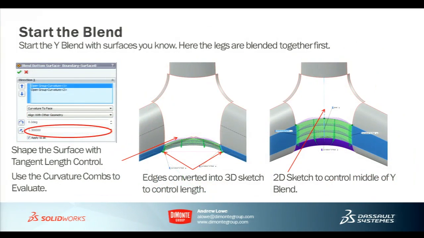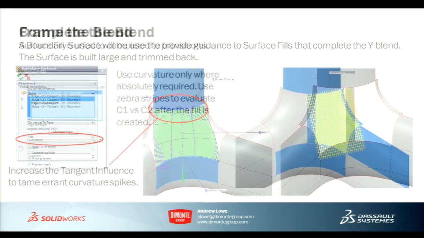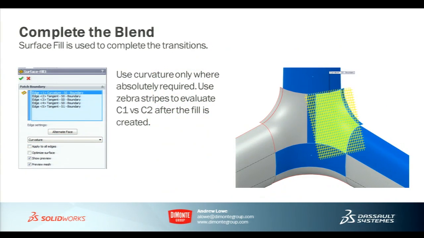So for this kind of Y blend, we're going to start the blend with what we know. The tricky portion is going to be the top. But I know that the bottom 2 legs kind of blend into each other. So I'll do that blending first. Then I'm going to frame the blend. I'm going to use the boundary surface to help give guidance to the surface fill that completes the Y. And finally, I'll use the surface fill command to help patch everything together.